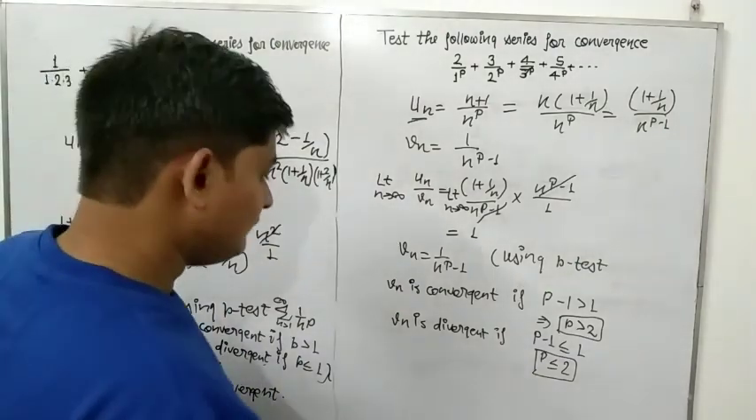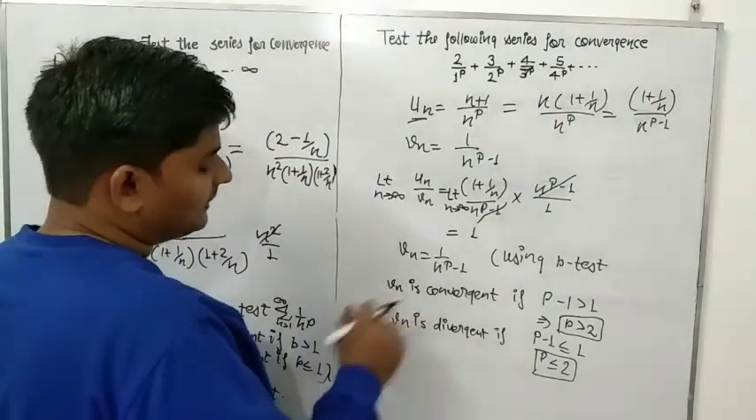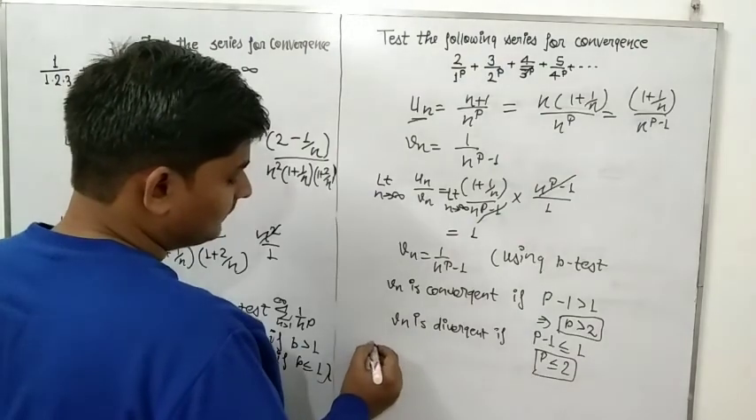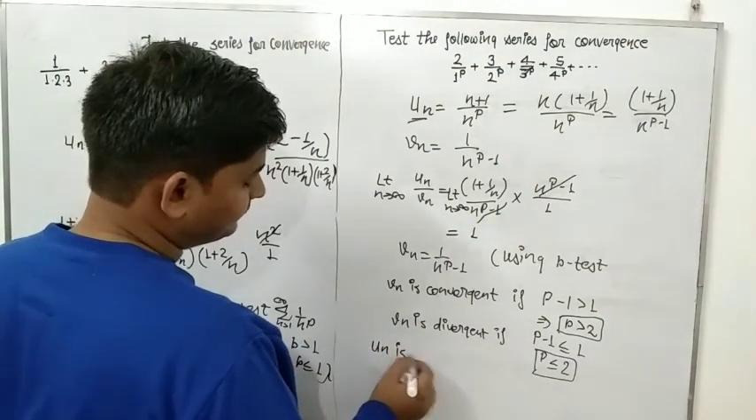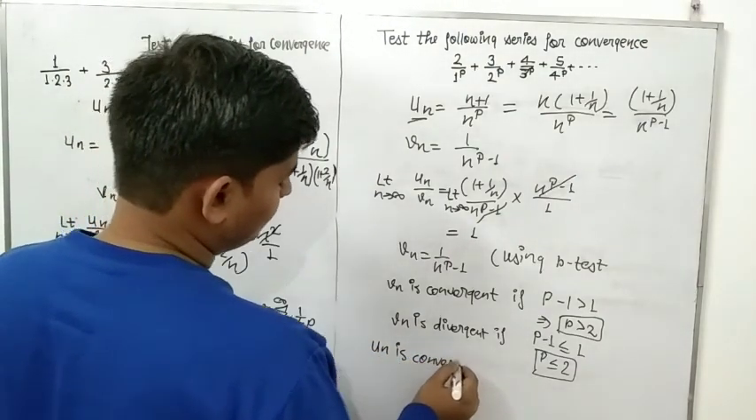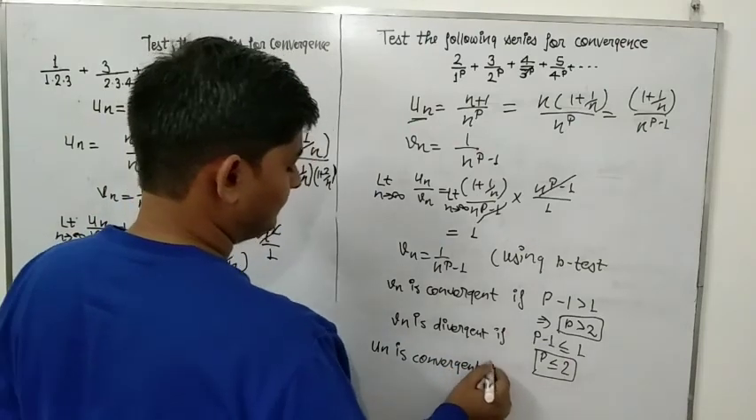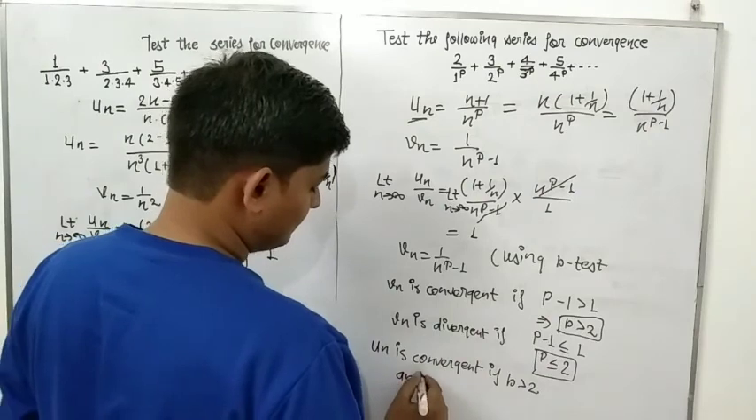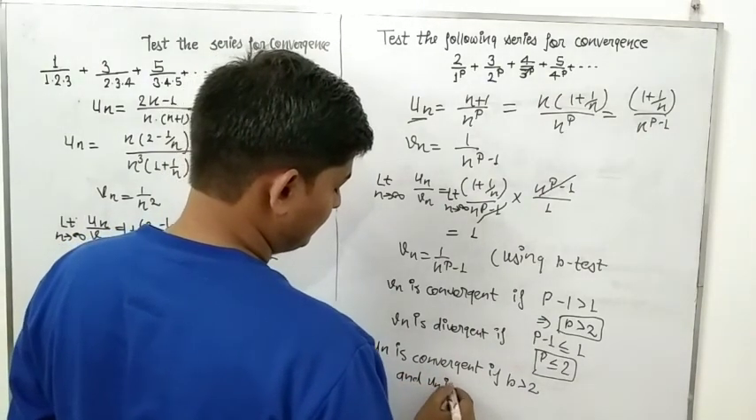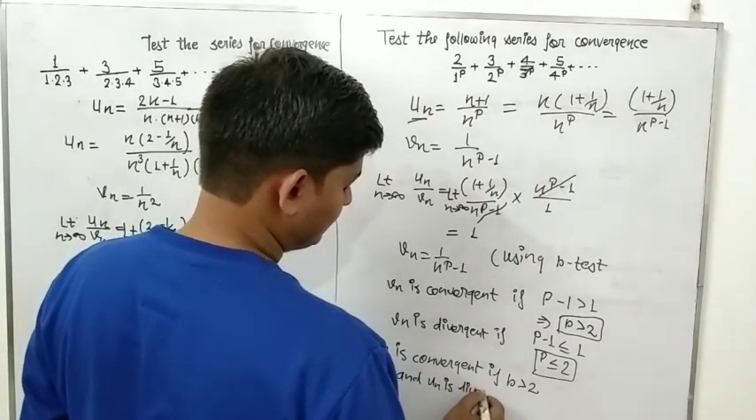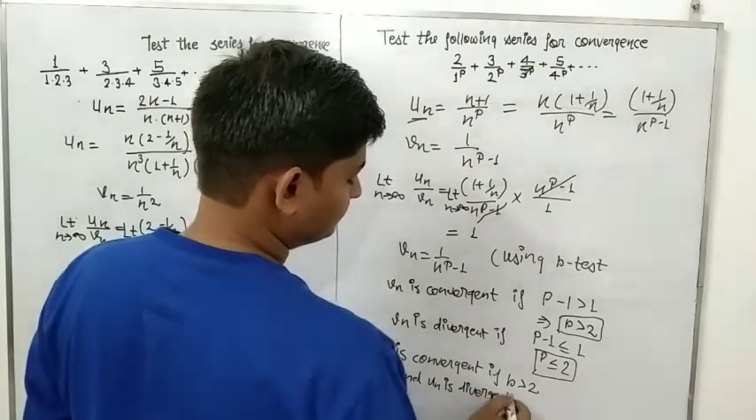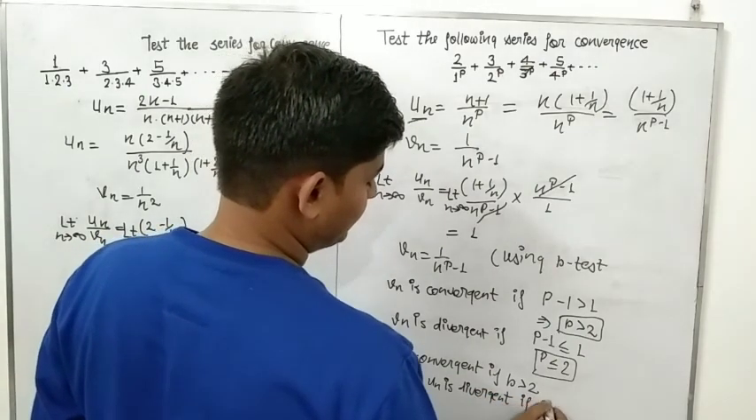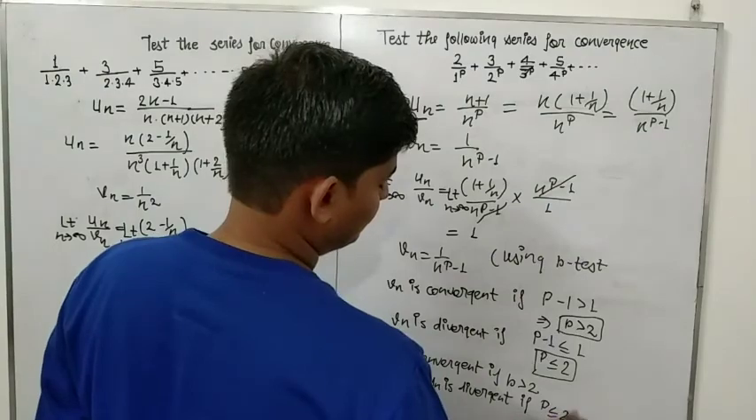So on the basis of the nature of Vn, we conclude that un is convergent if p is greater than 2, and un is divergent if p is less than or equal to 2.